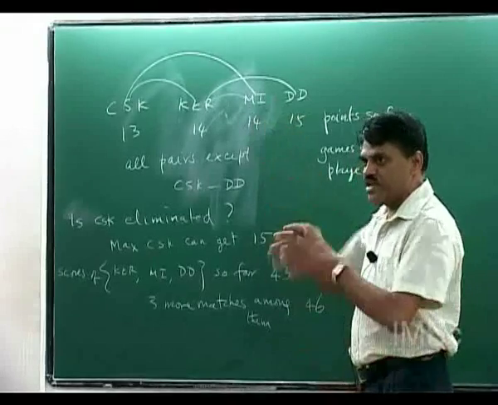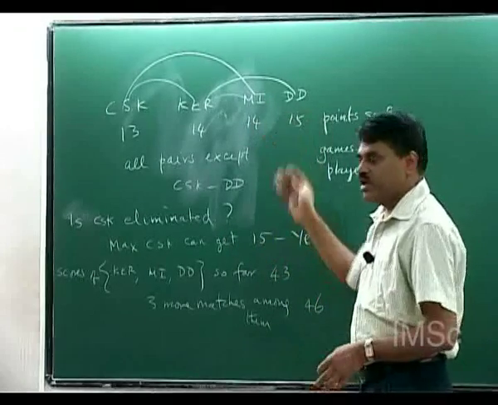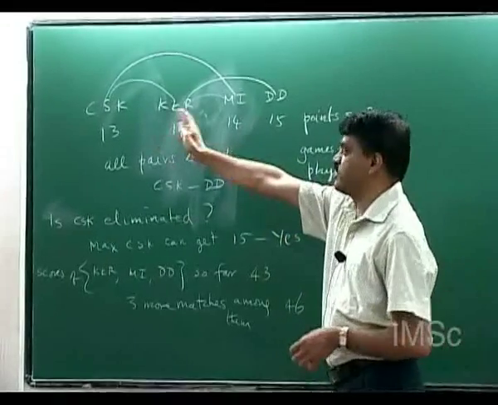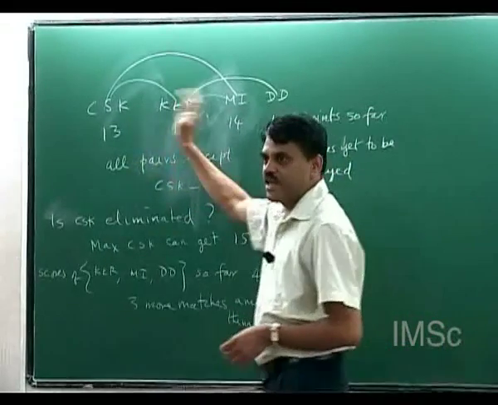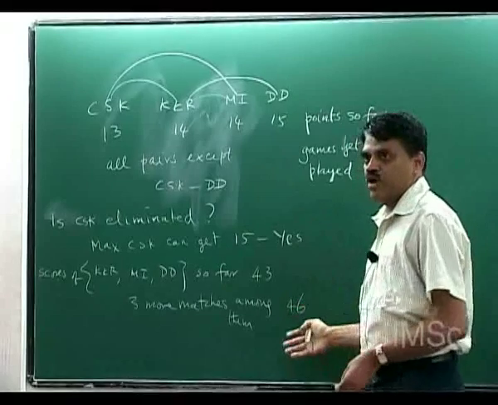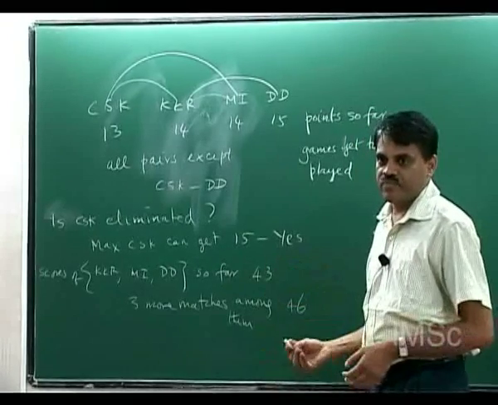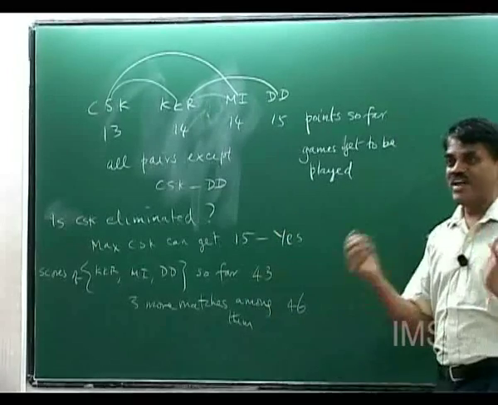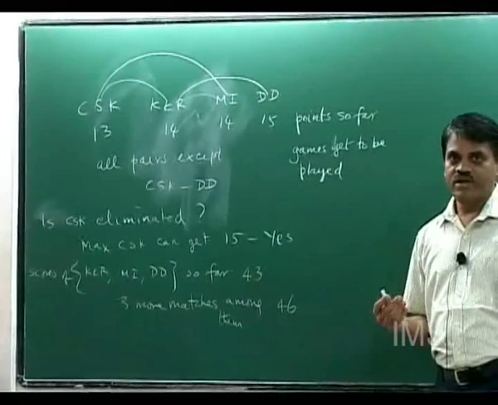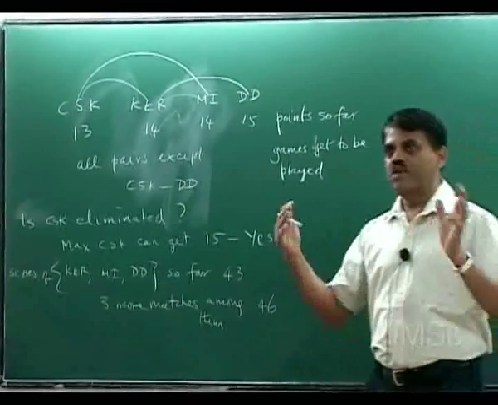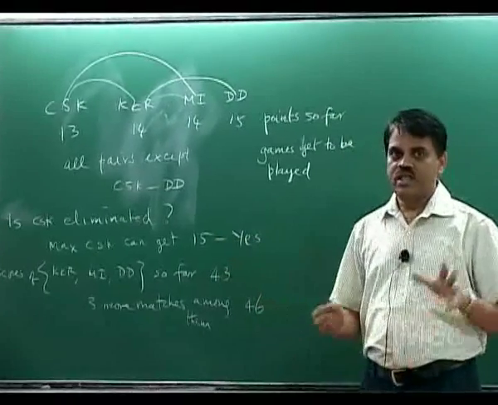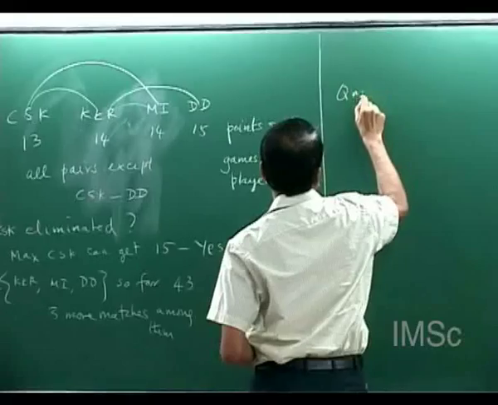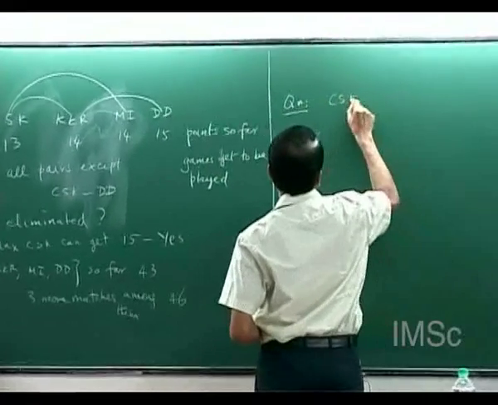Somebody is going to get that win. So totally among them they have 46 wins. So one of them must necessarily, even without assuming CSK loses all the matches, even among them, one of them is going to get more than 15. Okay. So CSK is eliminated. The question is, is this the only kind of proof you can give? I am interested in an argument, a proof, an algorithm for this question. That is one question you can ask.